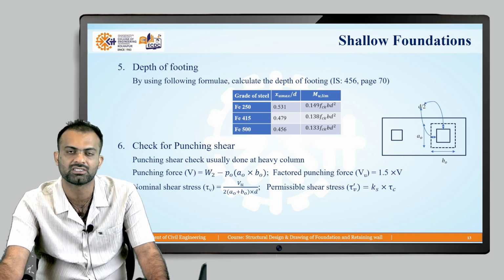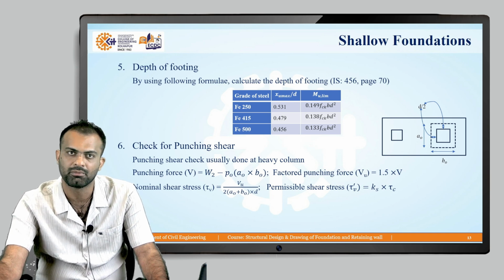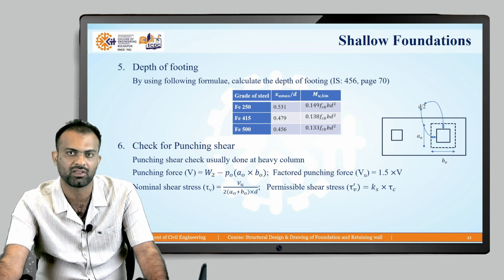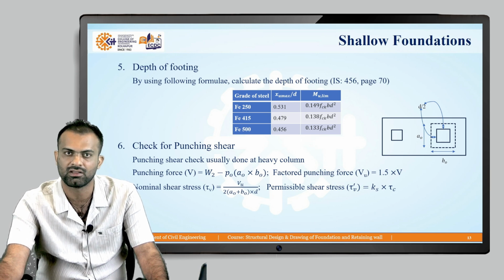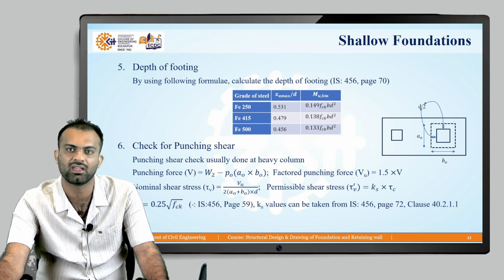This punching force we need to use to calculate the punching stress on the column. The punching force will be acting on that perimeter and the depth of the column. If the depth is sufficient, then it is sufficient for the punching shear also. So here the area will be the perimeter into the depth of the column. The perimeter of the rectangle or square is 2 into (breadth plus length) into the depth of the foundation. The permissible shear stress from the IS code is Ks into Tc.